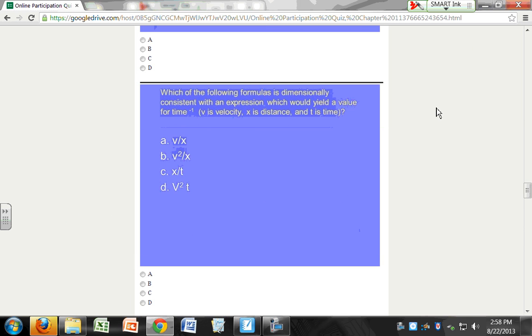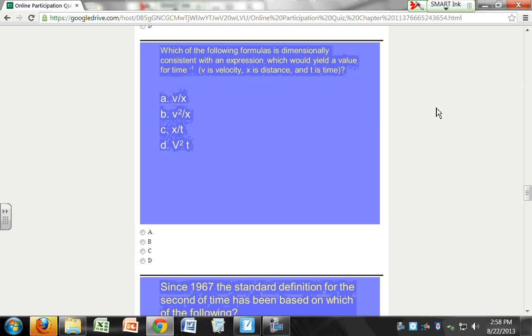All right, which of the following formulas is dimensionally consistent with an expression which would yield a value for inverse time, that's 1 over seconds. All right, so I'm looking for something with 1 over seconds. I'm just going to take each of these. I have meters per second times 1 over meters. The meters cancel. Oh, looks like it must be A.